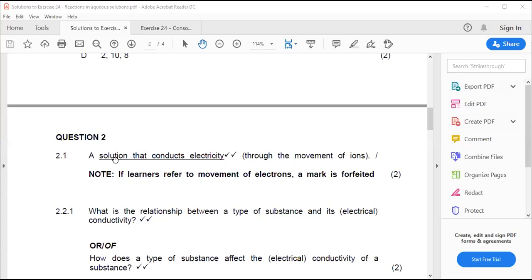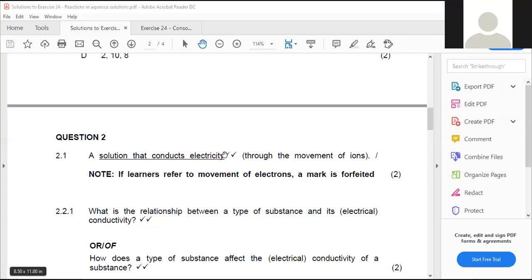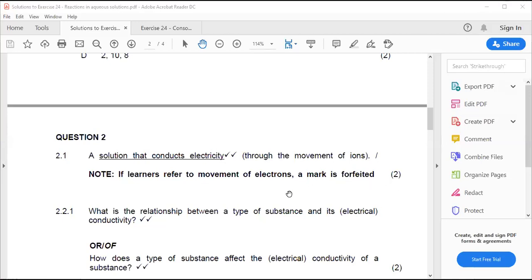Note, if learners refer to movement of electrons, a mark is forfeited. So please try to say conduct electrical current or conduct electricity, not just electrons. So you lose a mark for this.